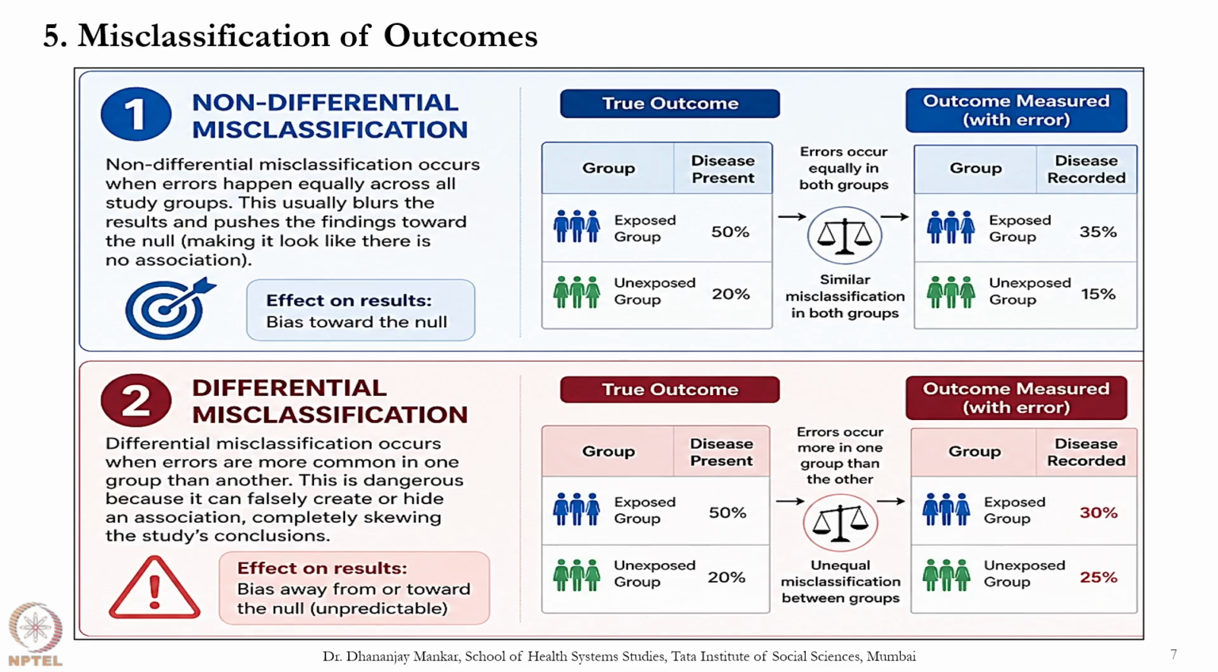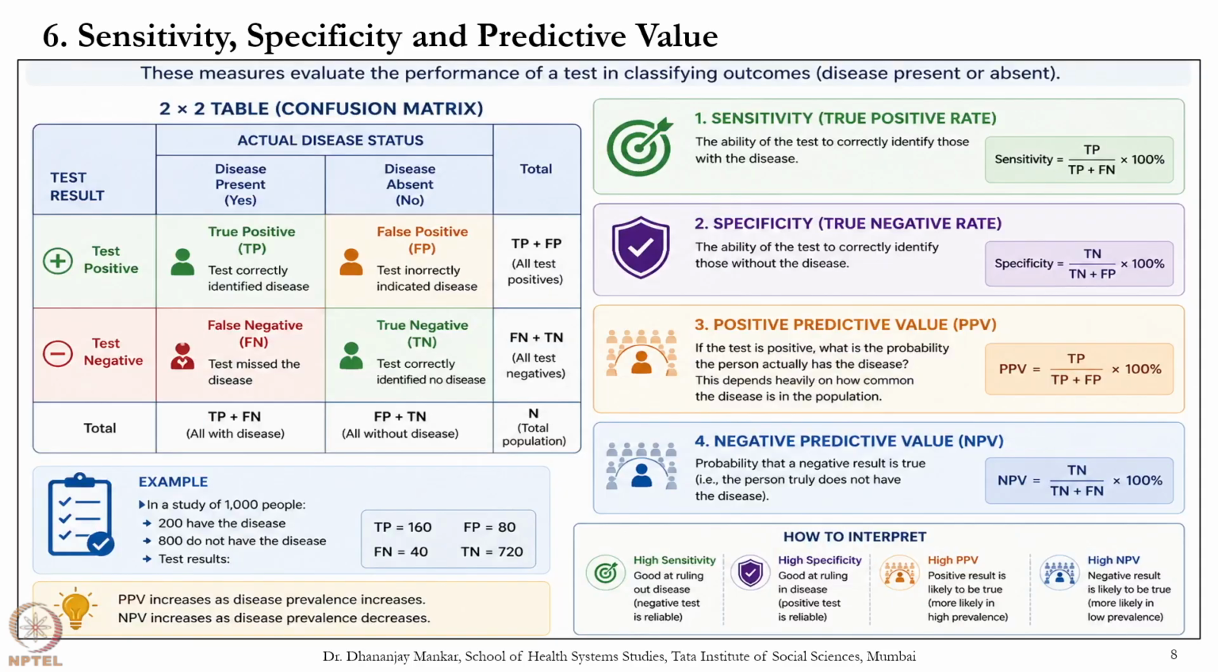Differential misclassification occurs when errors are more common in one group than the other. So one group has more error, while the other group does not have the error to that extent. This is dangerous because it can falsely create or hide an association, commonly skewing the study's conclusion, and is seen as a major flaw. So results might be biased away from the expected, or unpredictable, not only towards the null. Both of these are very important when you are taking a study ahead. You need to understand this.